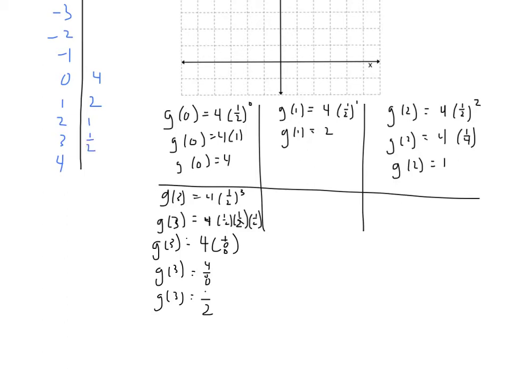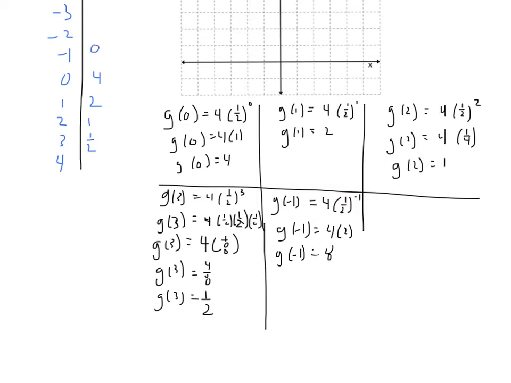I think I'm going to do one more of these, and you're going to finish the rest. So let's do g of -1. This is going to be 4 times 1/2 to the -1st power. 1/2 to the -1st is 2. So 4 times 2 is 8. When I input -1, I get 8.